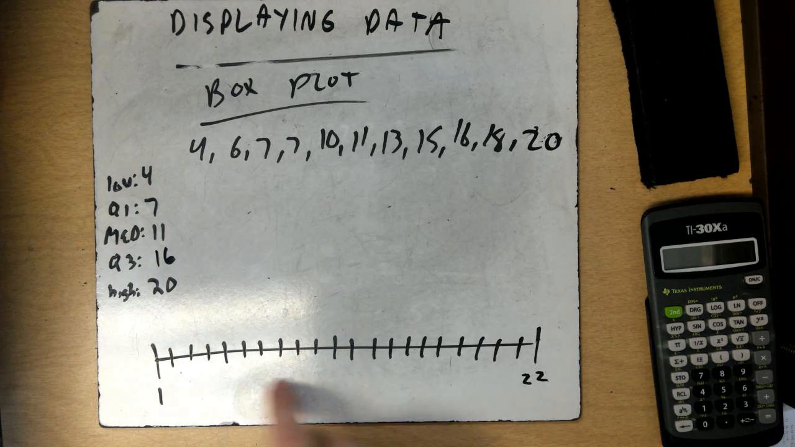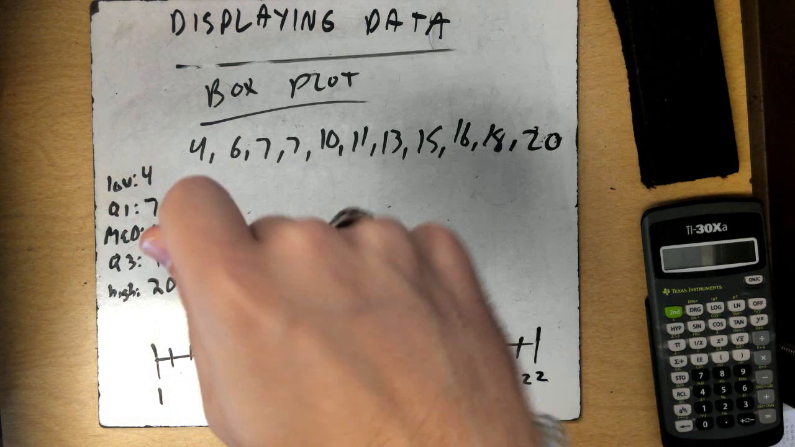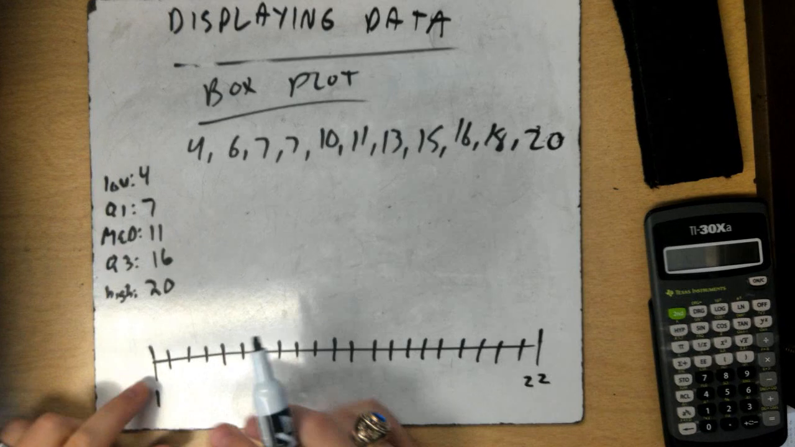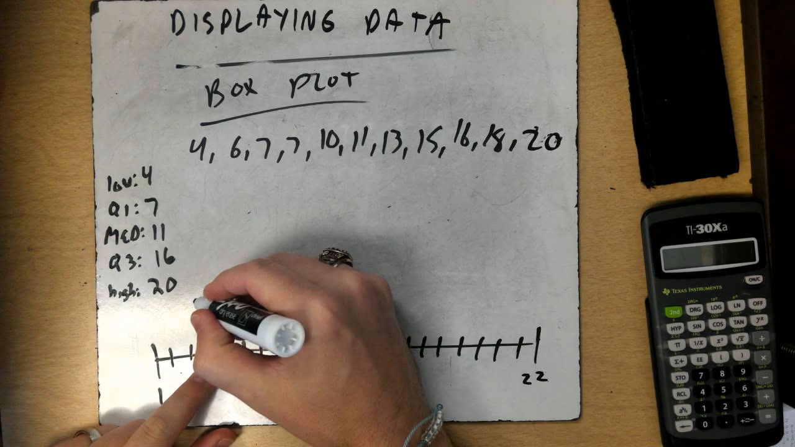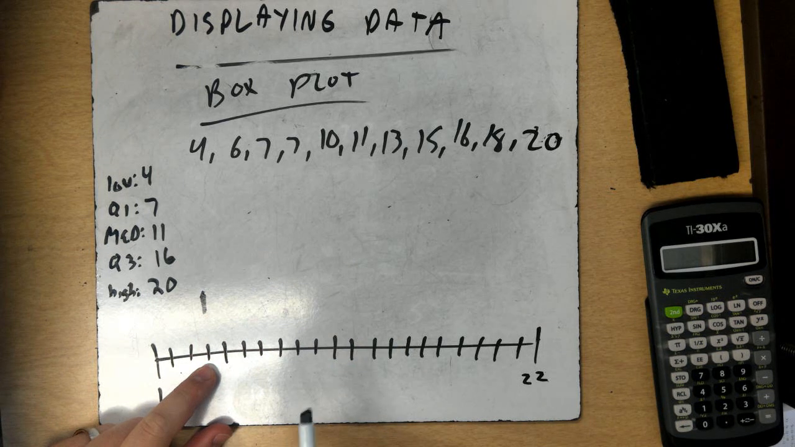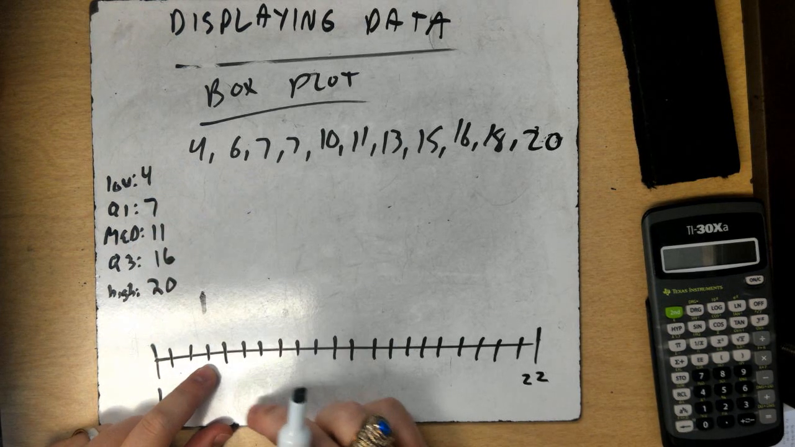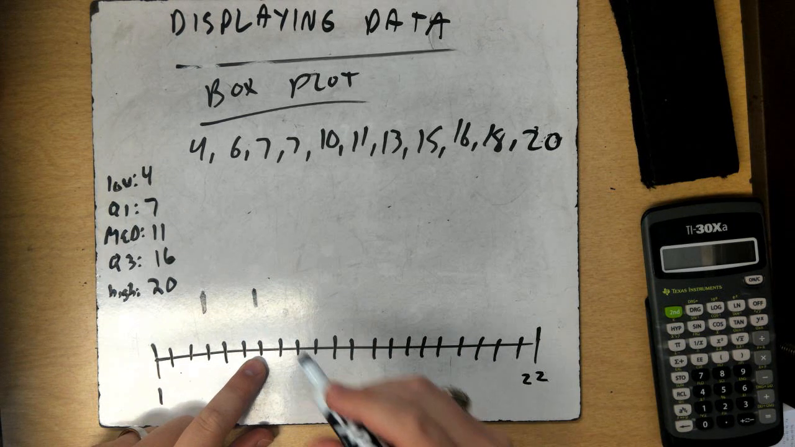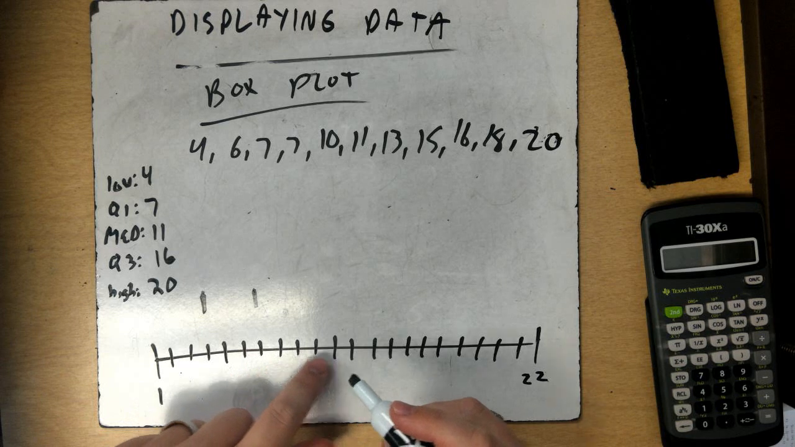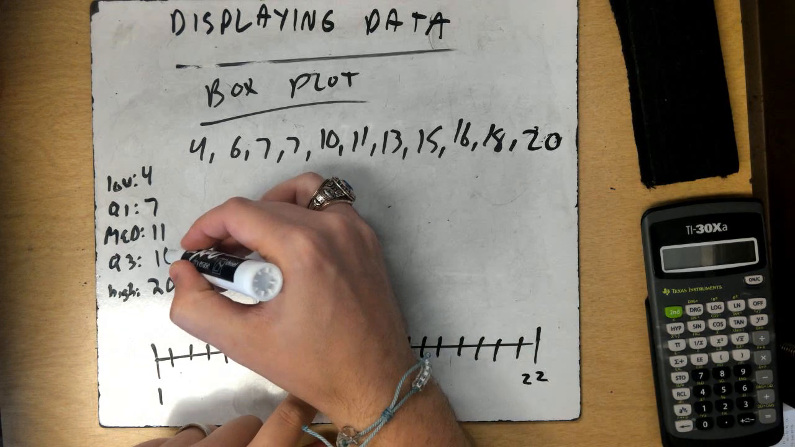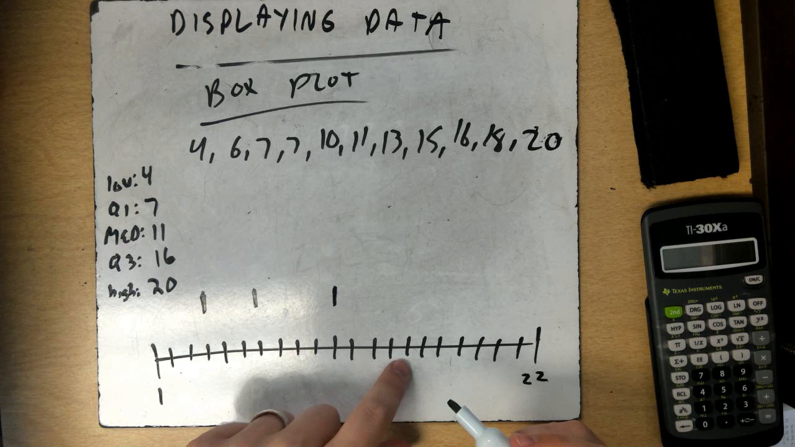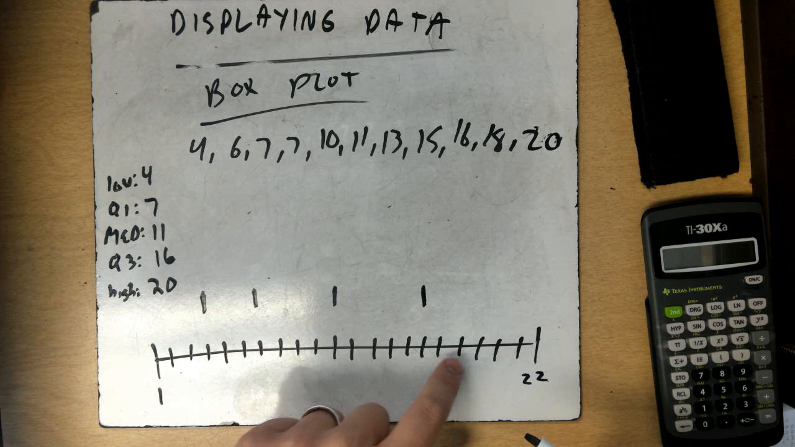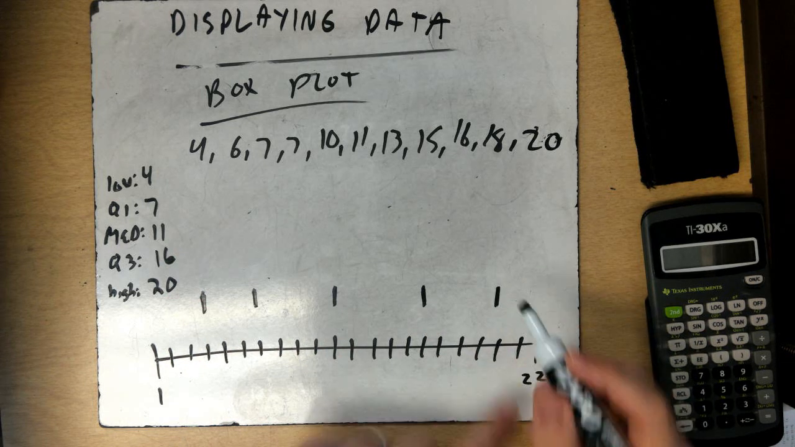Now on our number line down here, we're going to put hashes or dashes on each one of these numbers. Our low number is 4, so 1, 2, 3, 4. We're going to put a dash here. Our Q1 is 7, so 4, 5, 6, 7. 11 is our median: 8, 9, 10, 11. 16 is our Q3: 12, 13, 14, 15, 16. And then our highest number is 20: 17, 18, 19, 20. Okay.